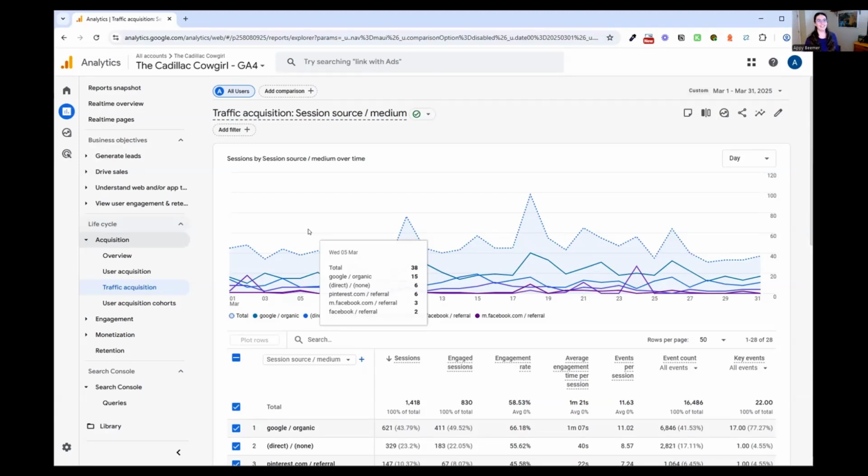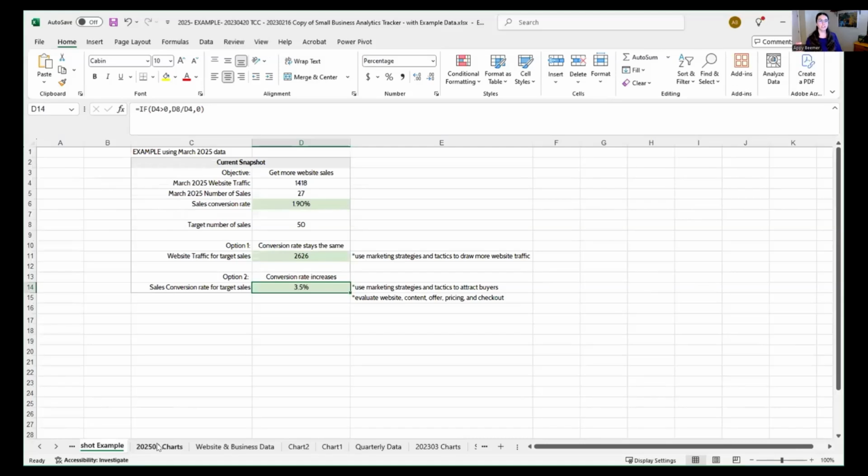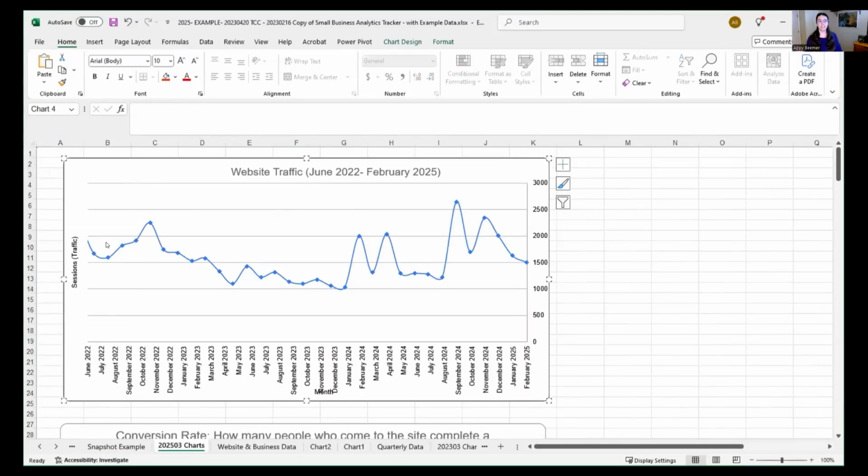This is not sales. So taking that a step further, and if you're able to see where your sales come from, which Google Analytics does have some of that information, but it may not have it all. So let's take a look at what it looks like to keep track of your website traffic over time. So these are the opportunities that people have to take action. It gives you a little bit of a trend.